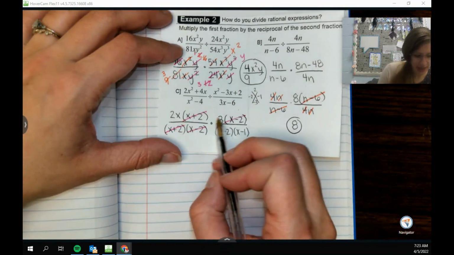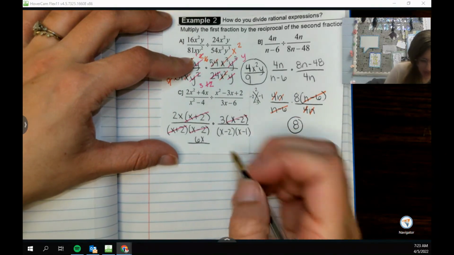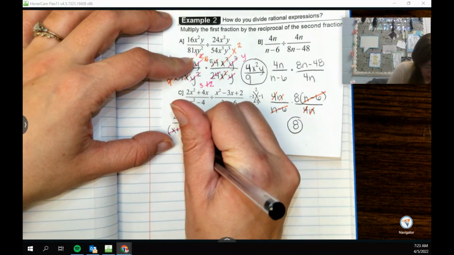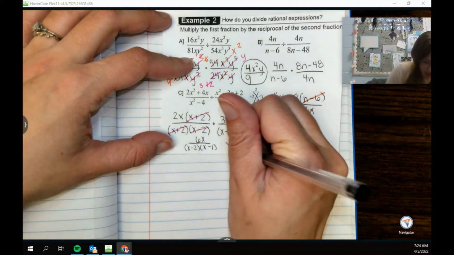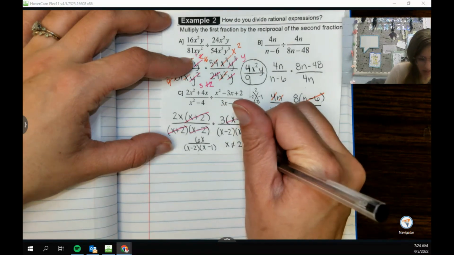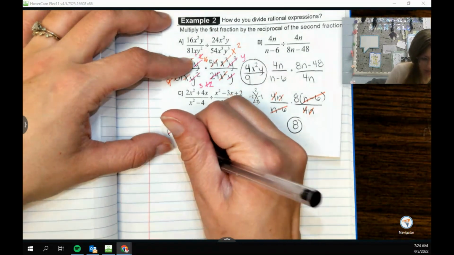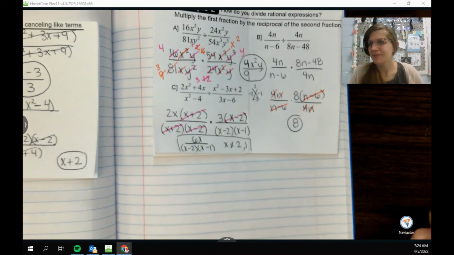So my numerator is 6x. Denominator, I still have both these things. So the x minus 2 and then the x minus 1. And so x cannot be some things here. It actually can't be 2 or 1 because both those are in the denominator. They'd make them 0.